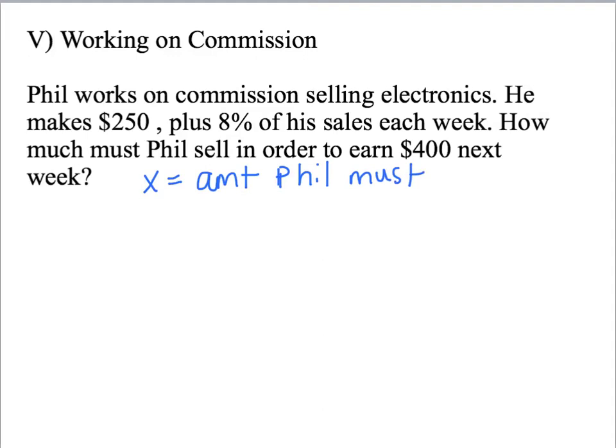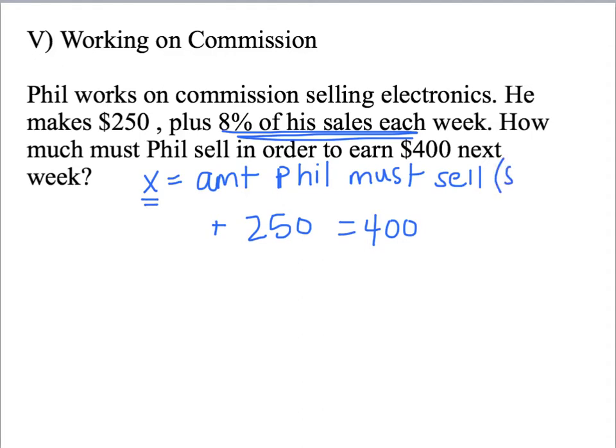So his total sales for the week, what they have to be. Phil makes 8% of his sales plus $250, and he's trying to earn $400. So the right-hand side of my equation is going to be 400, and on the left-hand side, we know he already makes $250. How do I express 8% of his sales if his sales would be X? X is the amount that he has to sell, or in other words, Phil's sales for the week. Okay, so how do I express 8% of that?